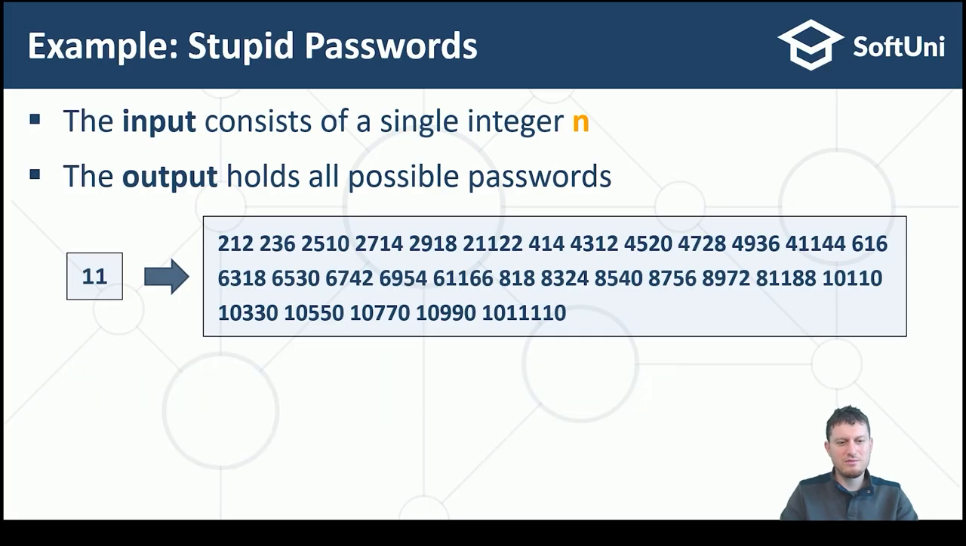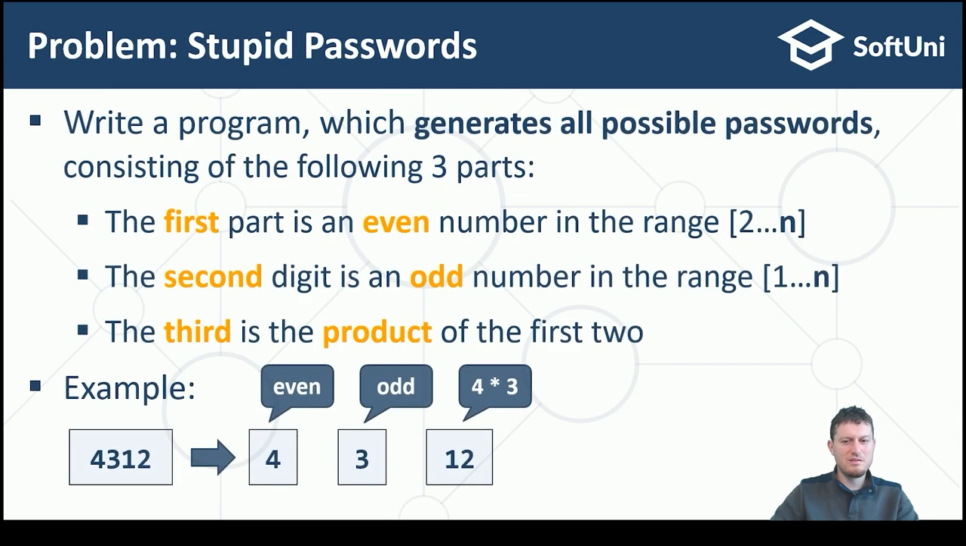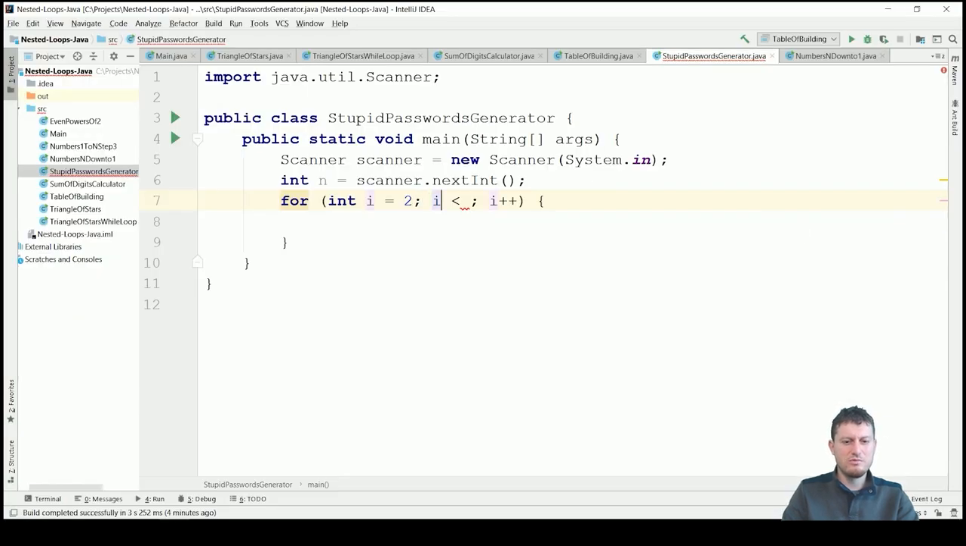Let's go back to the problem statement. Even numbers in the range from 2 to n. Even number from 2 until n with i plus equals 2, because it should go through 2, 4, 6, 8, etc. Okay, so this should be named better. First num.